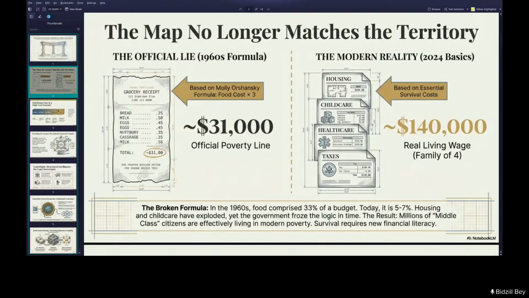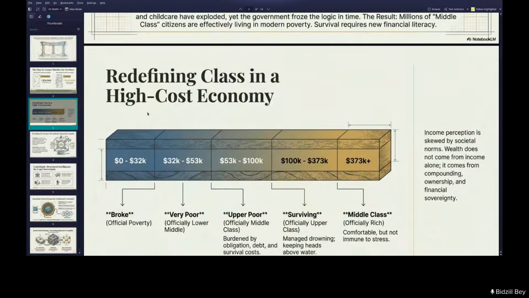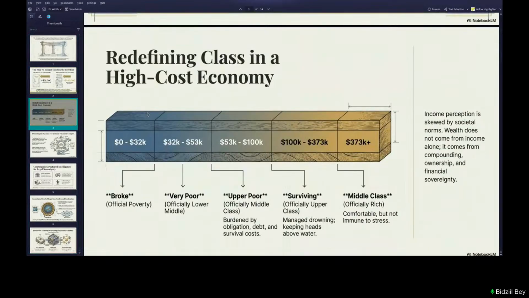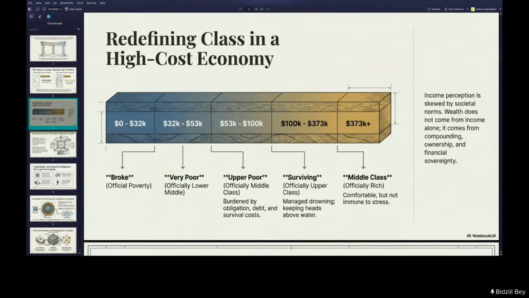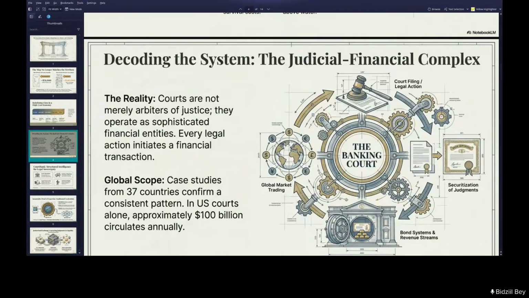Legal processes don't just consume money through fees, they actively generate financial instruments. Court judgments, for instance, are rapidly converted into securitized assets. Like mortgages. Very much like mortgages or other types of debt. They could then be bundled, rated, and traded on financial markets. This is how the system actually moves capital.